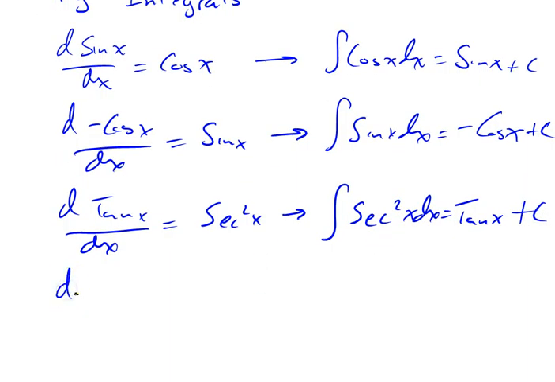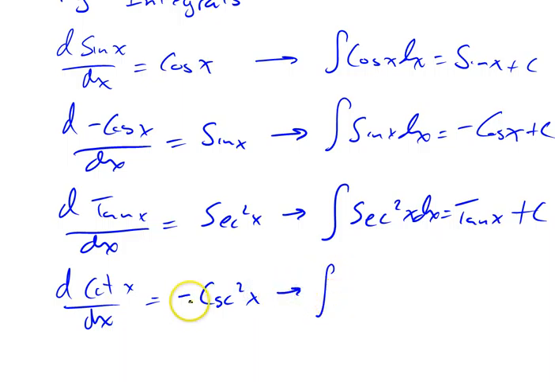Likewise, we knew that the derivative of the cotangent of x is minus the cosecant squared of x, and hence, working that backwards, I'm going to move the minus sign to here and make that a plus sign, so that the antiderivative of the cosecant squared of x is minus the cotangent of x plus c.